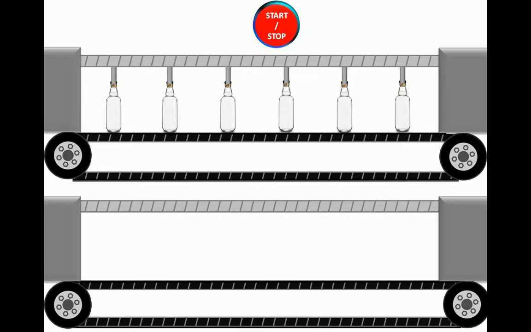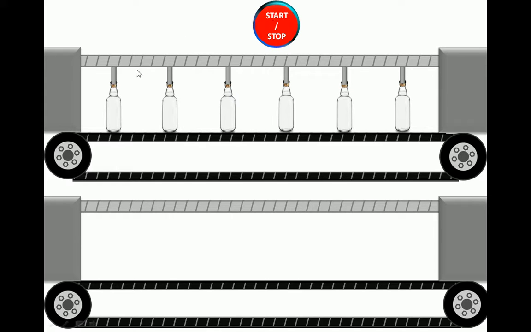So today I am going to show you how to do bottle filling process animation using Microsoft PowerPoint 2007. Here what I have shown is two conveyor belts. One conveyor belt will be moving these empty bottles towards left, and this conveyor belt will be used to fill these bottles, and they're moving towards right. This is the button to start and stop the process. First we will see the animation, then we will go through the process of how to do it.